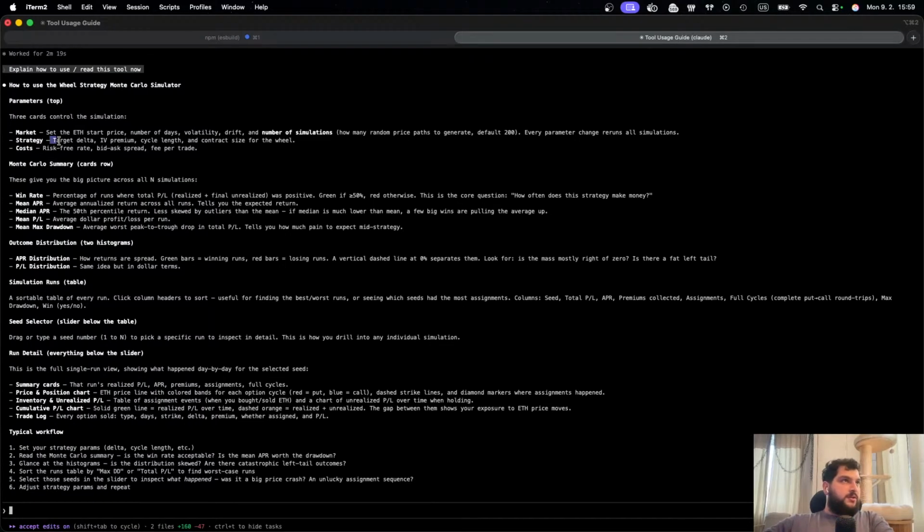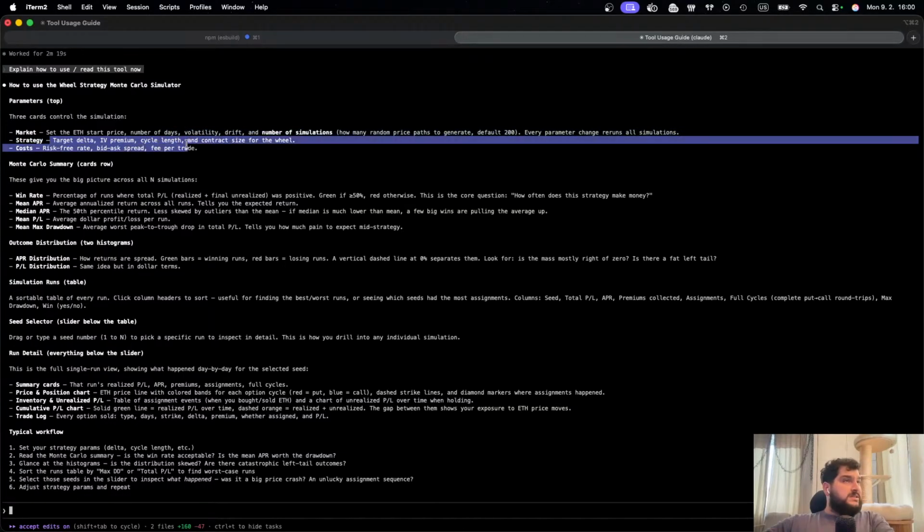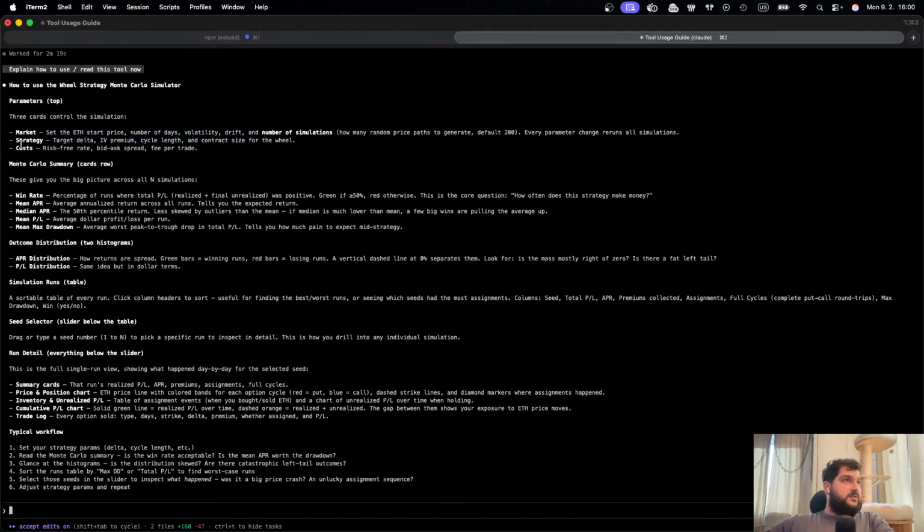Strategy: target delta, IV premium, cycle length, contract size, and the costs are risk-free rate, bid-ask spread, and fee per trade.